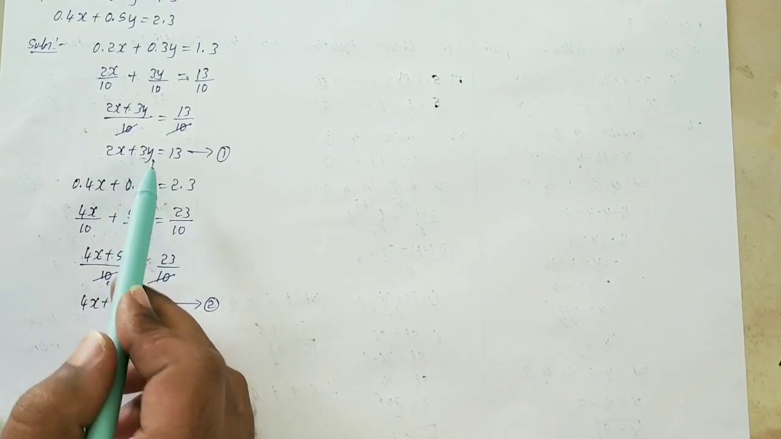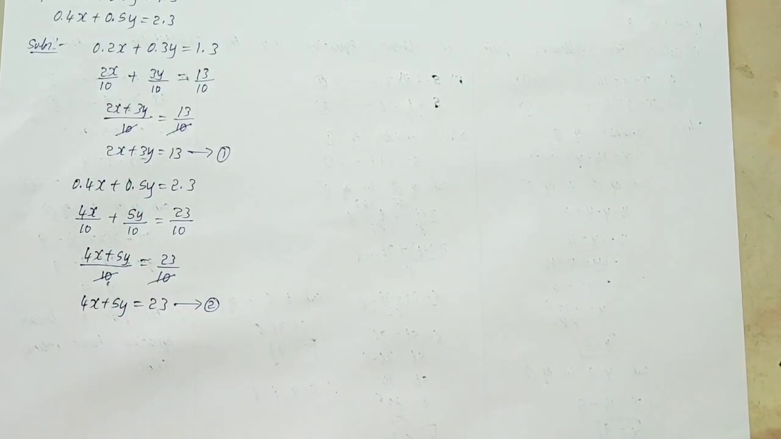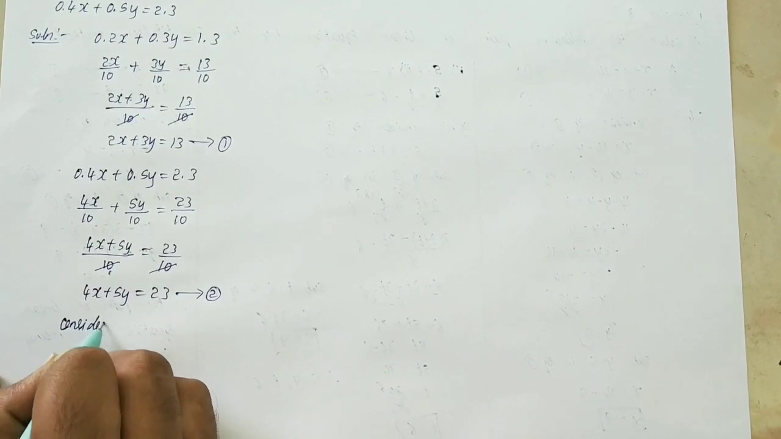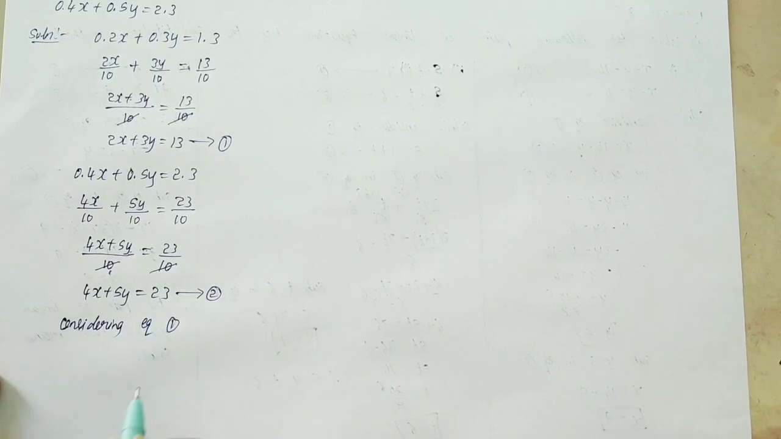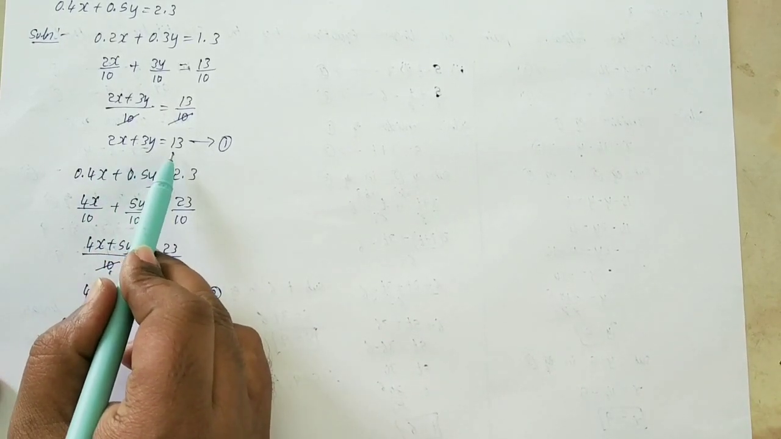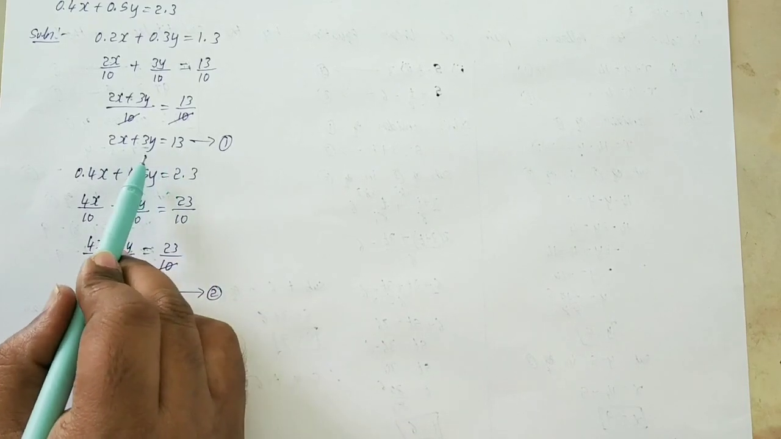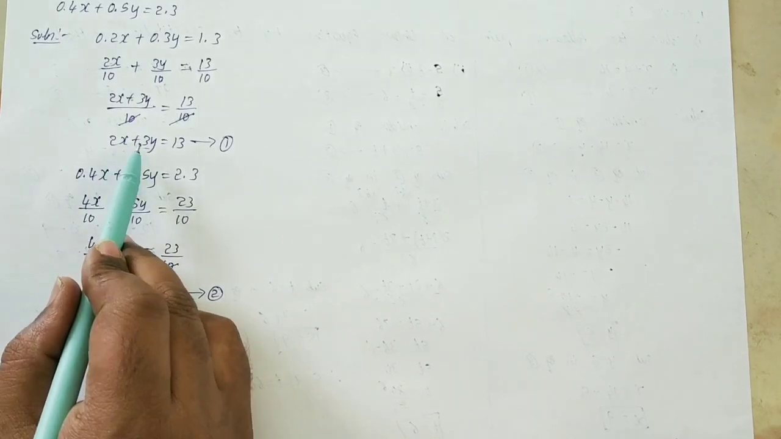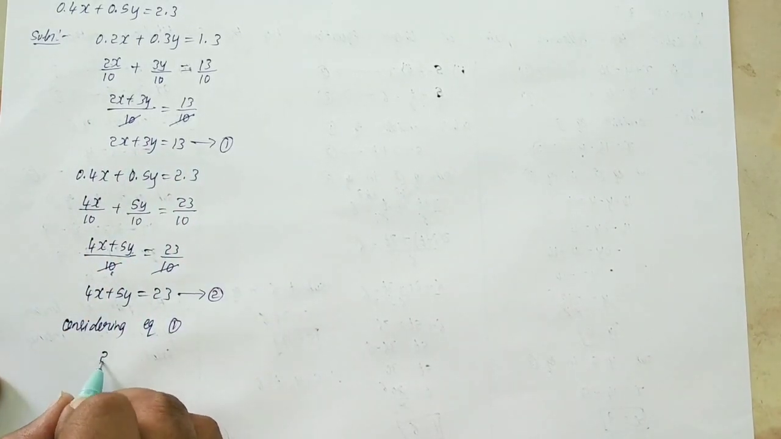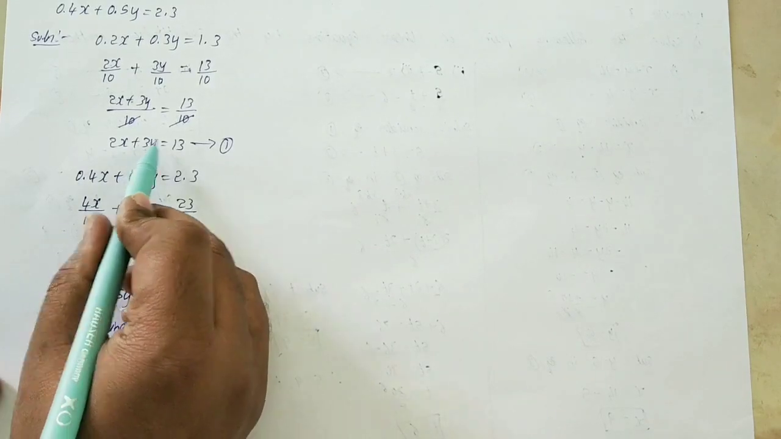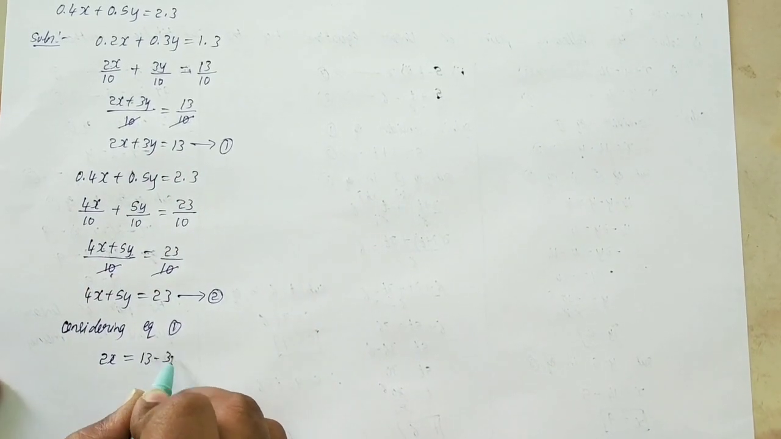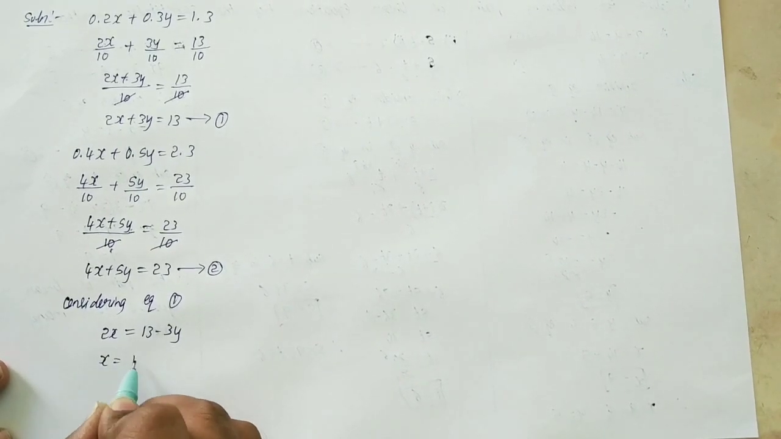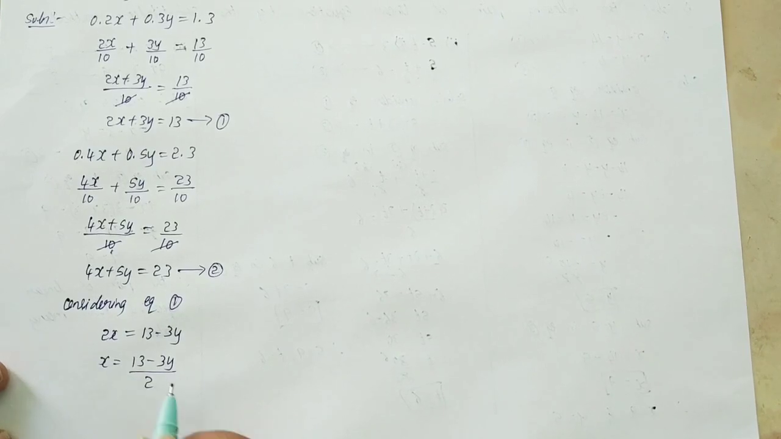Now we can consider any one of the equations and write it in terms of x or y, right? So here I will consider equation 1. So what is our equation 1? 2x plus 3y is equal to 13, right? So I will consider this equation and write it in terms of x. In terms of x means we have to keep x in the LHS itself and shift the remaining to the RHS. So here I will keep 2x as it is, then I will shift 3y to the RHS, then it will become 13 minus 3y, right? So again I will shift 2 to the RHS, then what will it become? x is equal to 13 minus 3y by 2, right?